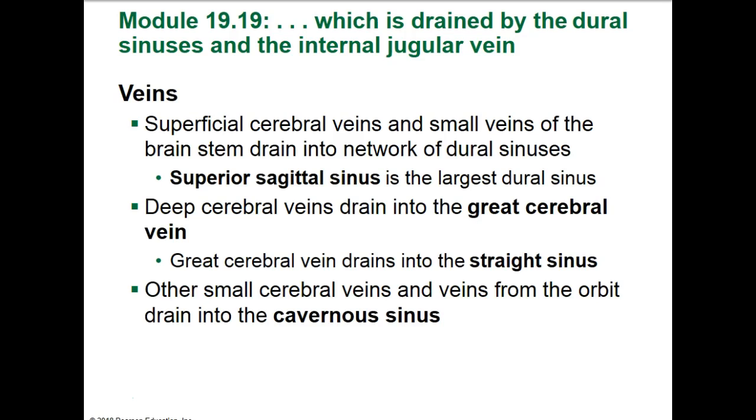Okay, moving back to veins. Superficial cerebral veins and small veins of the brainstem drain into a network of dural sinuses. And the superior sagittal sinus is the largest dural sinus. Deep cerebral veins then drain into the great cerebral vein. And the great cerebral vein drains into the straight sinus. The other small cerebral veins and the veins from the orbit drain into the cavernous sinus.